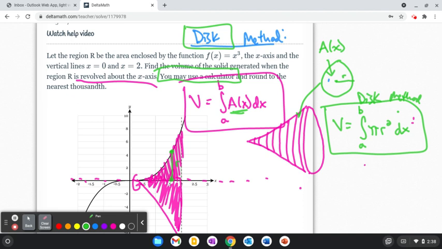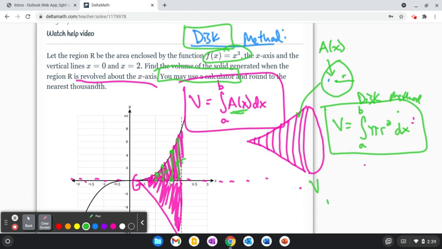But since this is revolved around the x-axis here, the radius of each of these infinite disks changes, right? The radius is changing because it's a function. It's not a constant amount. The radius is defined by the function f of x equals x cubed.